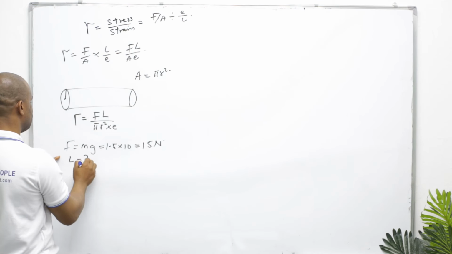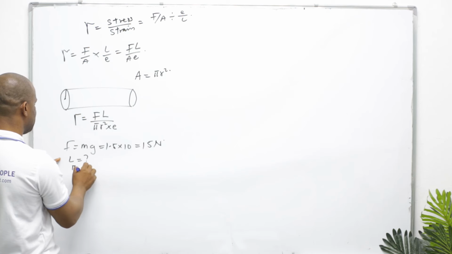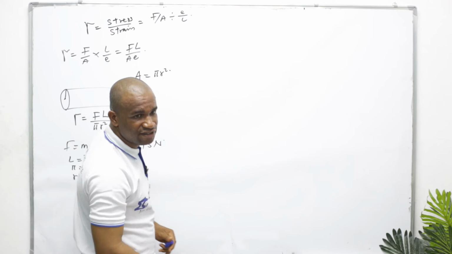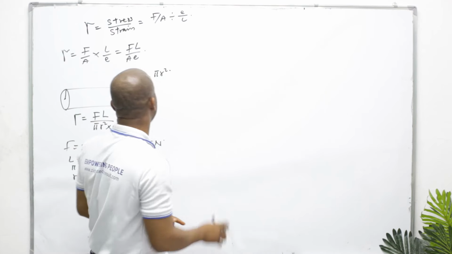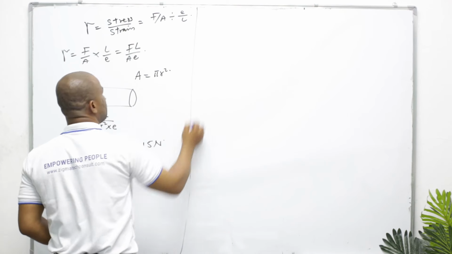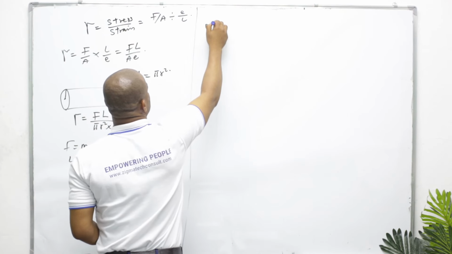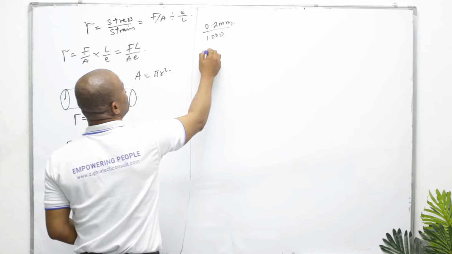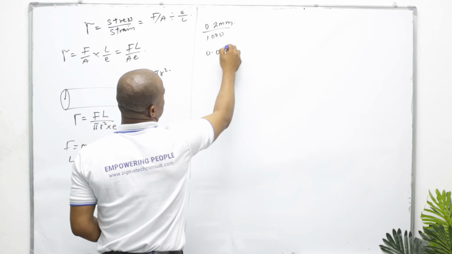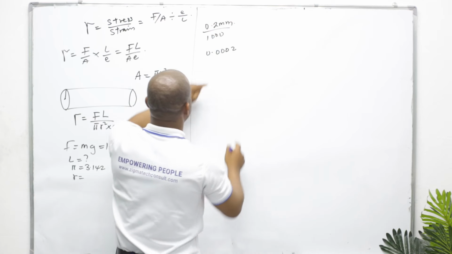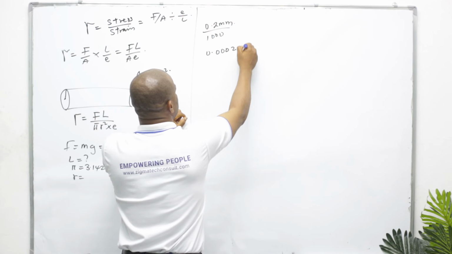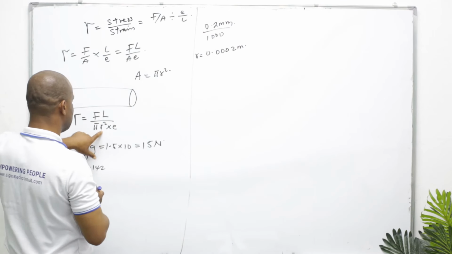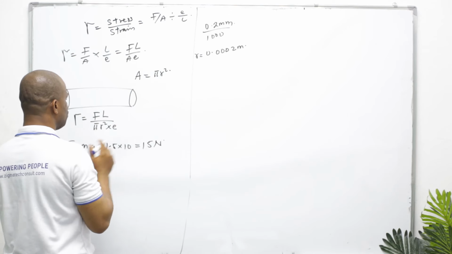The length, I do not know the length. The pi is 3.142. Then the r is given in millimeter, we have to convert it to meter. So that is simply by dividing by 1000. So 0.2 millimeter divided by 1000 is going to be 0.0002. Is it correct? Yes, 3 zeros in meter. So this is the radius in meter. But remember, the radius here is squared. Alright, so I'm going to do everything at the same time.